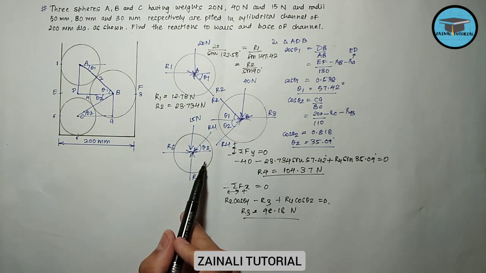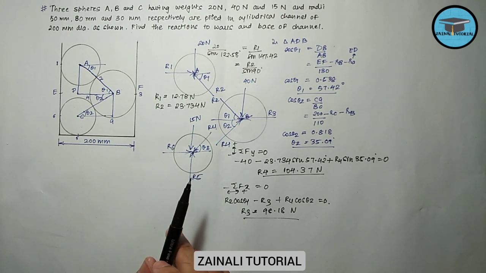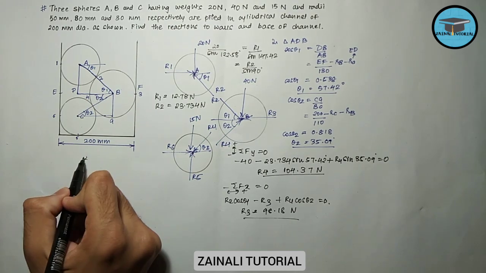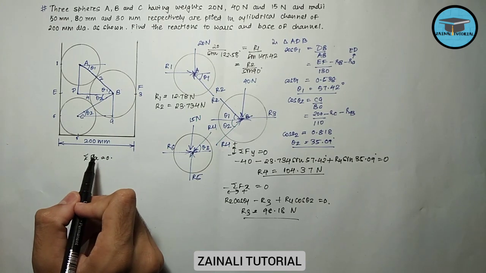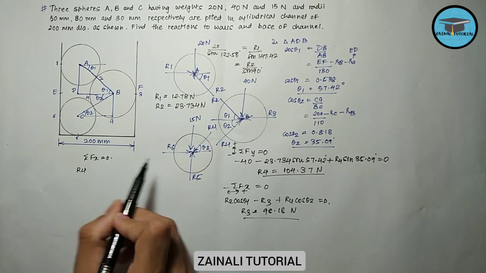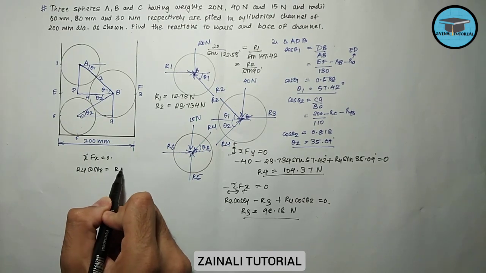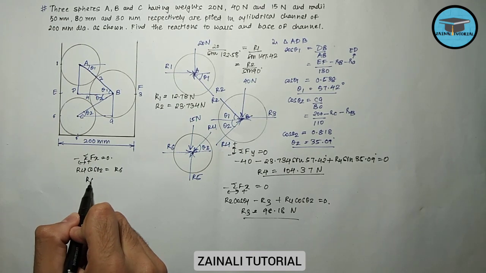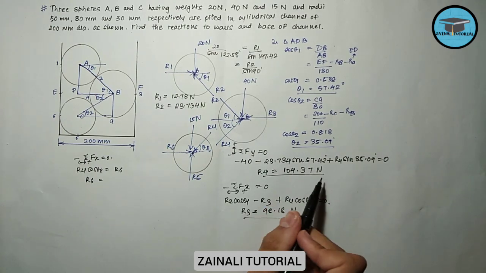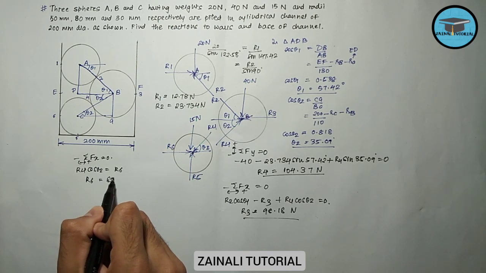Similarly, now applying the equilibrium condition for this sphere, that is sphere C. Now sigma Fx equals to 0. So R4 into cos of theta 2 is equals to R6, sign convention be like this. So R6 can be given as, R4 we know 104.37, theta 2 value we know, so R6 can be given as 85.4 Newton.